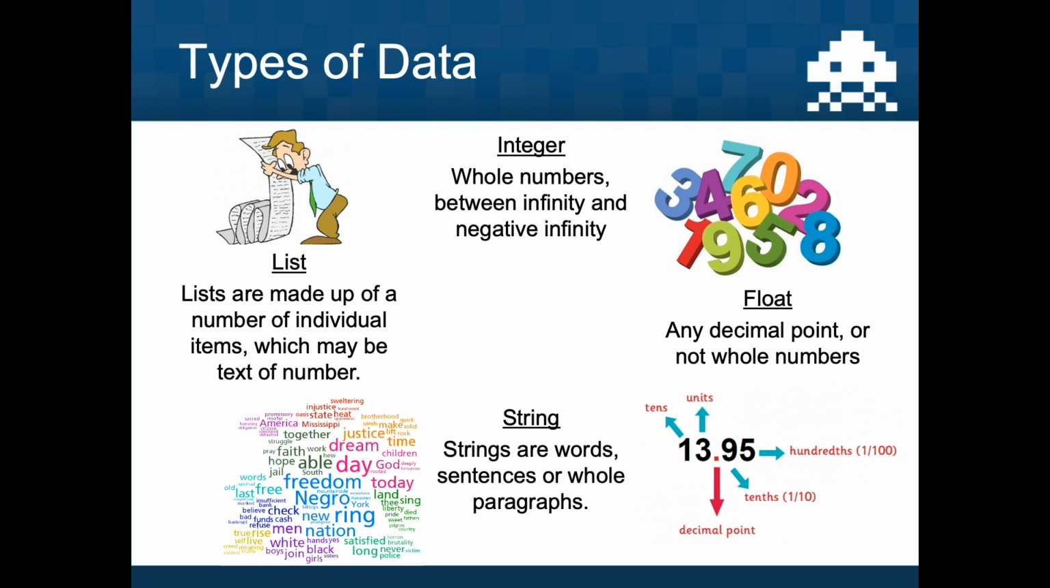A string. A string is a word, a sentence, or whole paragraphs. Anything with any words in at all would be a string. If we had something that said 53 Bob, that is a string rather than an integer, because although it's got a number in it, it's also got words, meaning it must be a string. Finally, we've then got our lists. Lists could be made up of a number of different numbers or a number of different strings. A class register, for example, is made up of a number of different names, meaning it would be stored as a list.